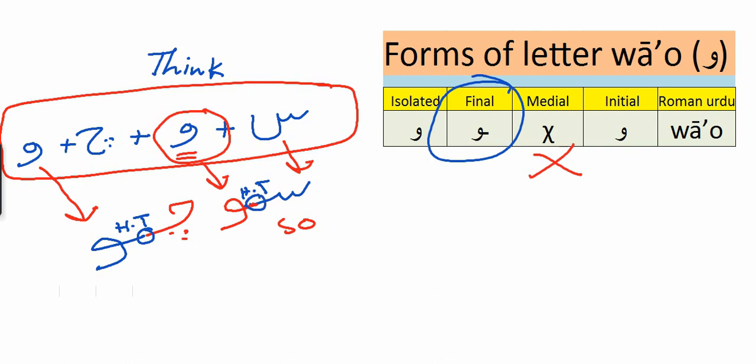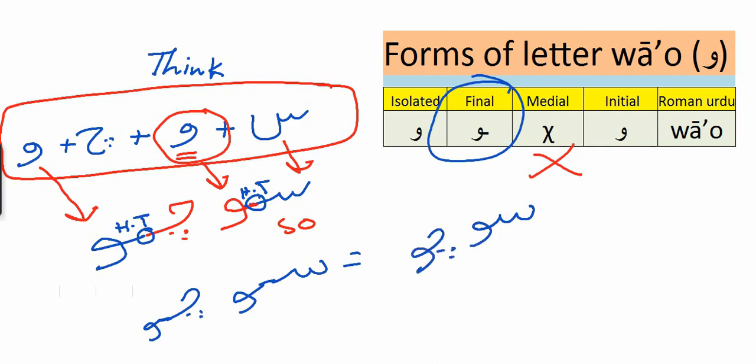So this word we will write Seen and Waw. So here is so, then a Che and Waw. We will connect it here. Cho. So Cho means to think. So we use final Waw here.